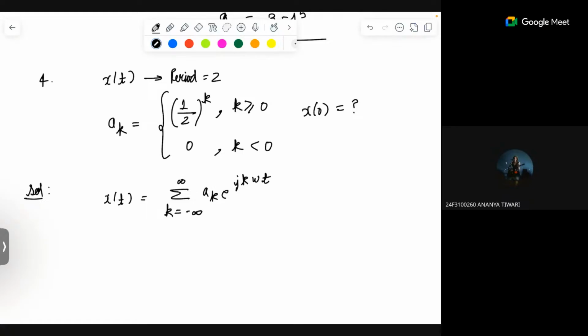So in this formula, if you substitute t equal to 0, you will get the expression of x(0) and then you have to simplify it. So, ma'am, will we get 1 by 2 whole power k? Yes, then you have to simplify it. It is a GP. Ma'am, that will be a constant, right? Because it is not depending on t. It is not depending on t, but my summation is on k, so it is depending on k. Okay, ma'am.